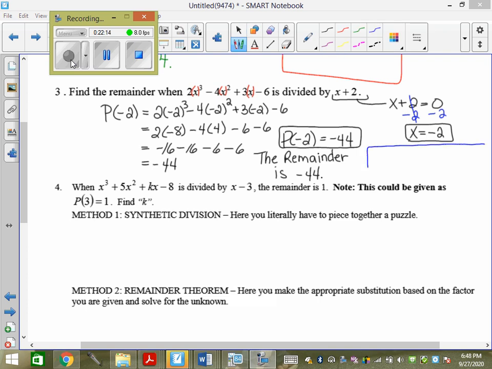And our little side thing that I told you we're going to do for each one, even though it doesn't ask us for it. All right, here's our x plus 2. That's our factor. X plus 2 is not a factor because the remainder is not 0.